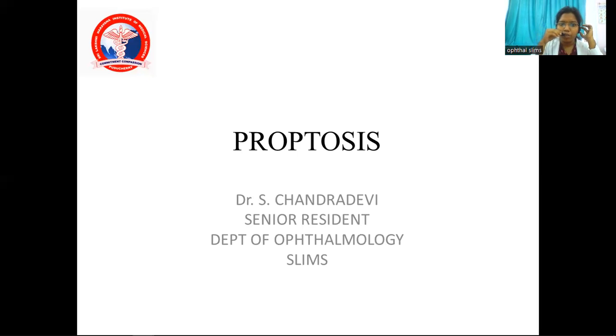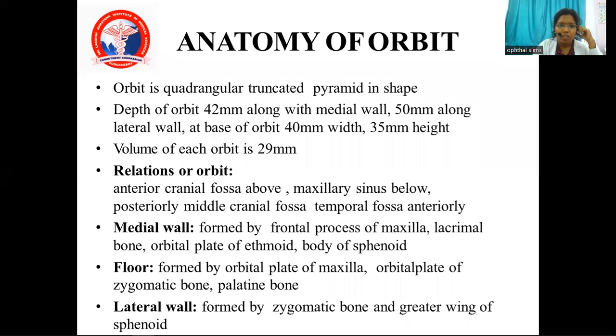Today's discussion will be on proptosis. Before looking into what proptosis is, we have a brief outline of the anatomy of the orbit. The orbit is a quadrangular truncated pyramid in shape.